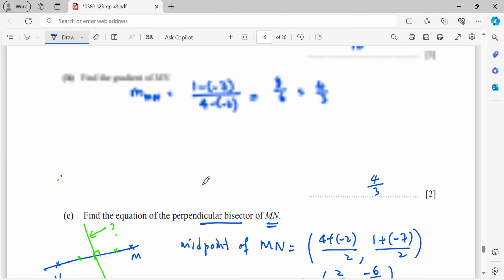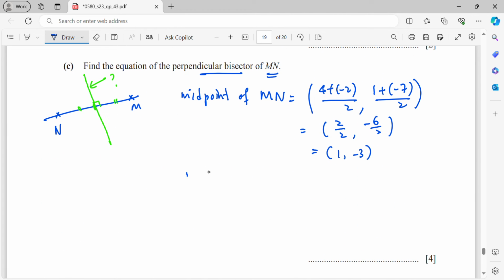Now the gradient of MN is already found, 4 over 3. Let this be m1. So m1 equals negative 1 over 4 over 3 because they are perpendicular to each other. Therefore, this is going to be negative 3 over 4.